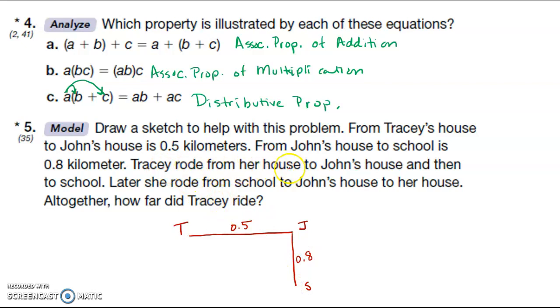Tracy rode from her house to John's house and then to school. And later she rode to John's house to her house. How far did she ride? So she went from here to here to here, and then she went back. So whatever you get for the first trip, you're going to have to multiply it by 2 or add it again to get it for the second trip, and I think you guys can do that.